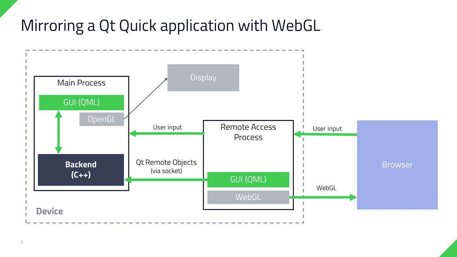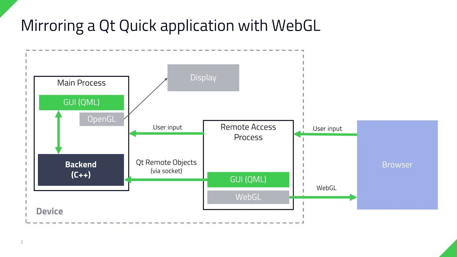And how this was done here is that there's actually only one backend, or business logic, and that is running in the main process, the process that is in charge of rendering to the touchscreen display. In this case, it was done in C++. And all the remote access process does is connect to the backend running in the other process using another module, something which is new in Qt since 5.12, and that is Qt Remote Objects. It is a very simple API which lets you share a Qt object interface across processes or even across devices on the network.